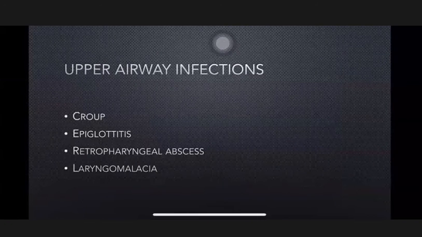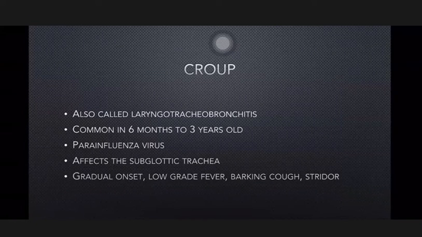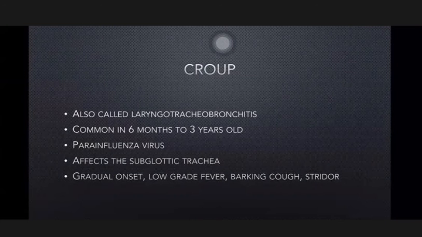So these are the airway infections. Croup is also called laryngotracheobronchitis and is common in 6 months to 3 years of age and is usually caused by parainfluenza virus. There is a reactive inflammatory response that leads to subglottic edema and upper airway narrowing. The signs and symptoms include gradual onset of low-grade fever, stridor, barking cough, and hoarseness.